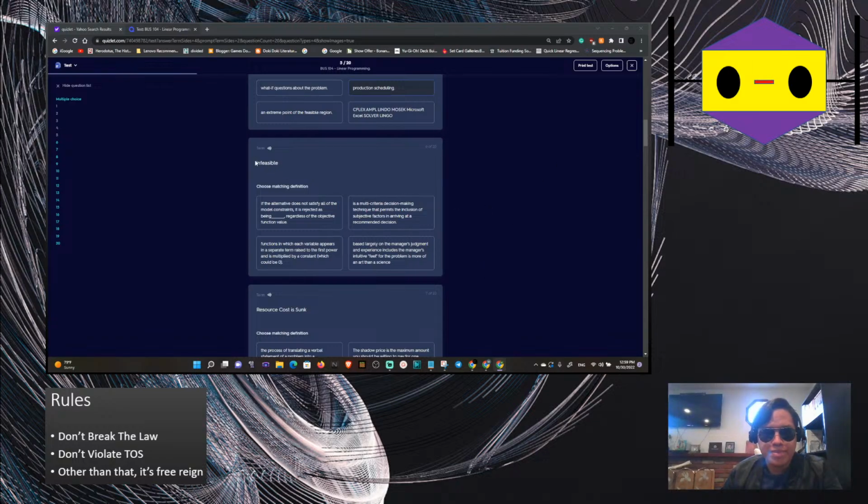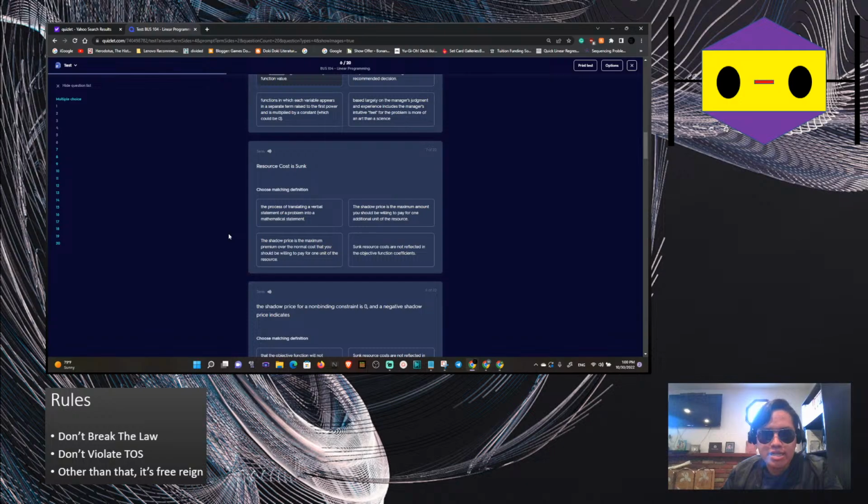Okay, infeasible. Feasible. Okay. Let me get back to the screen. Okay, so infeasible. I'm going to go with: if the alternative does not satisfy all of the model constraints, it is rejected as being infeasible regardless of the objective function value. I'm going to go with A.